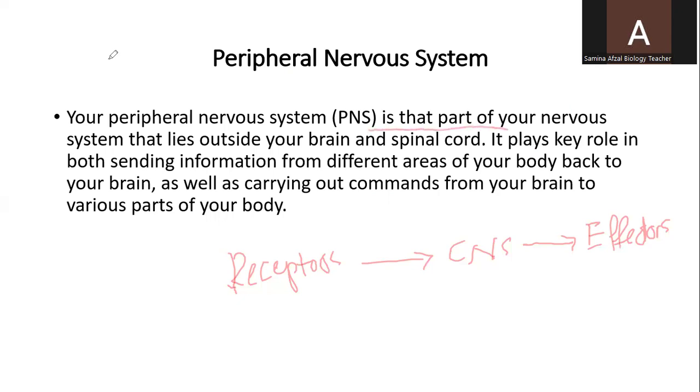The peripheral nervous system is that part of our nervous system that lies outside the brain and spinal cord. It plays a key role in both sending information from different areas, meaning receptors, to your brain or spinal cord, that is the central nervous system, as well as carrying out commands from your brain or spinal cord to various parts of the body, that is towards the effectors. So in this way, both parts are involved in coordination among different parts.